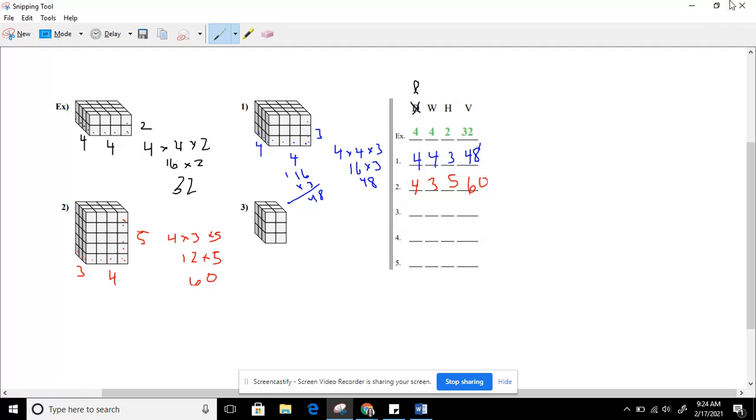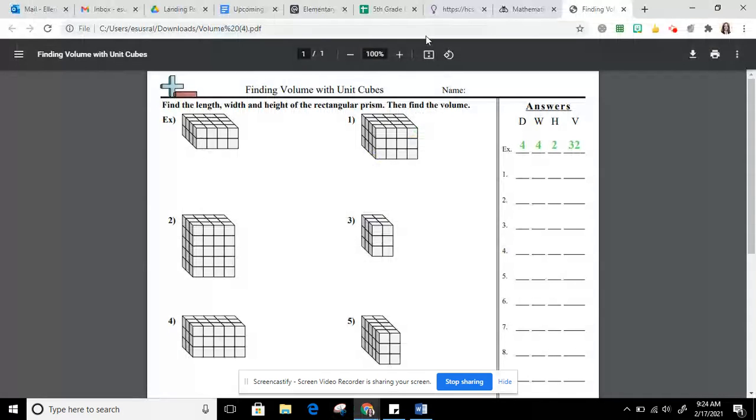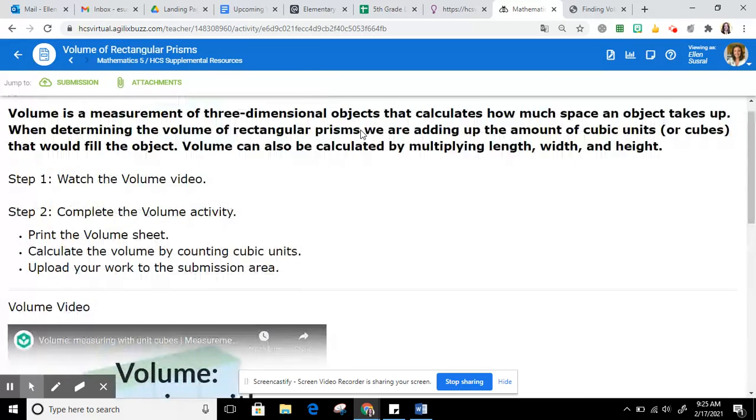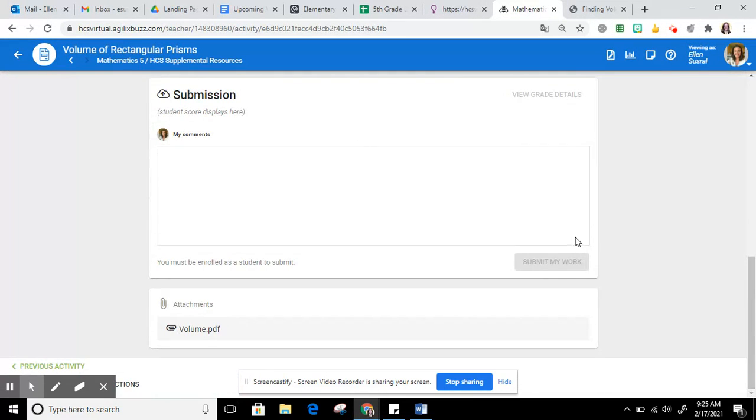Okay, when you're done, you're going to go back to your lesson, and on your lesson page, under submission, there'll be a blue plus mark where you can click and attach your work.